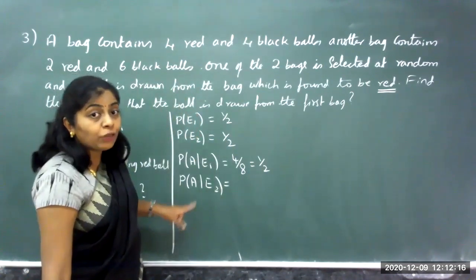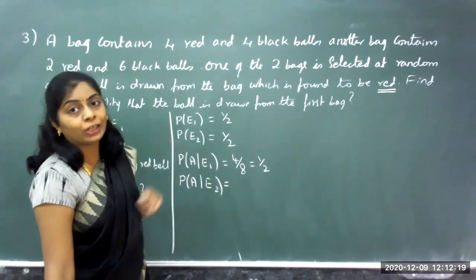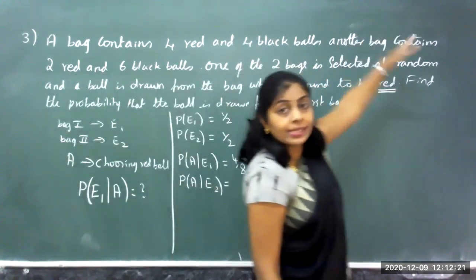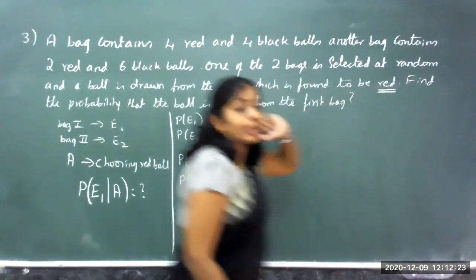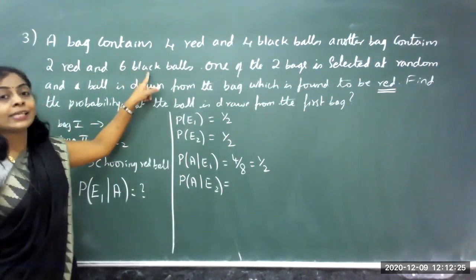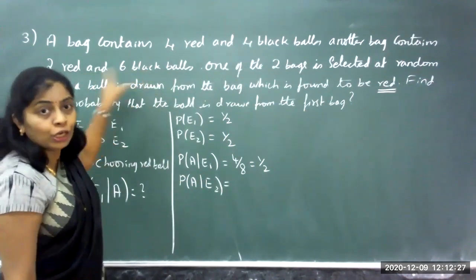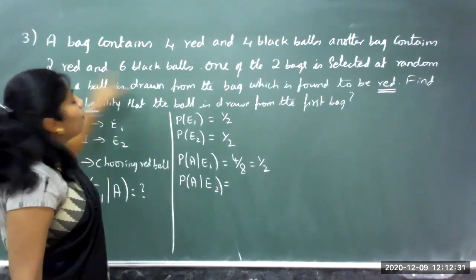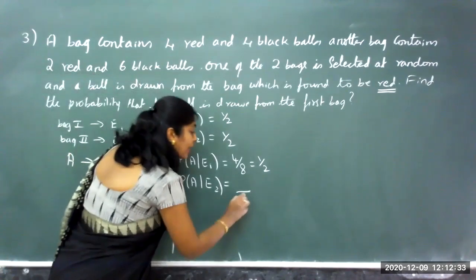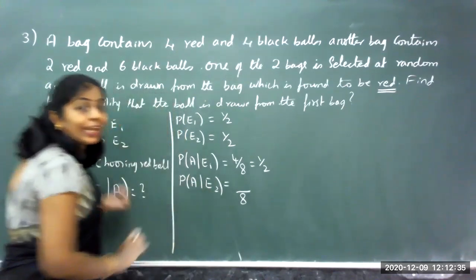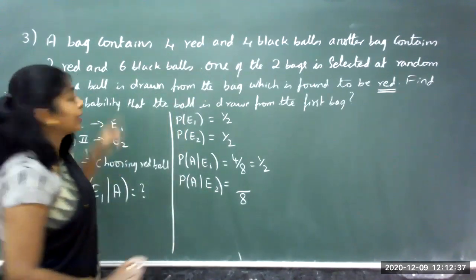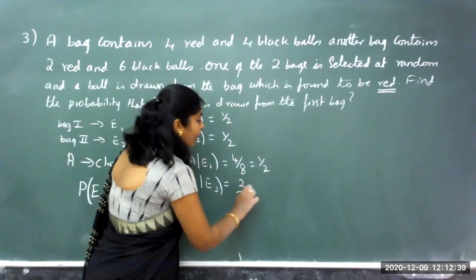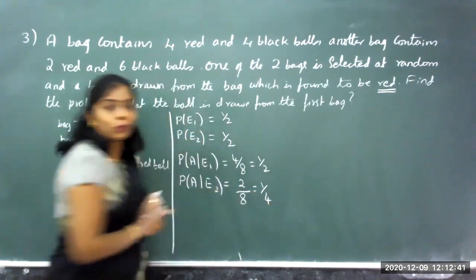Now, probability of choosing a red ball from bag two. The other bag is the second bag. Bag two contains 2 red and 6 black balls. So totally how many balls are there? 2 plus 6, 8 balls. The chance of choosing the red ball is only 2/8, that is 1/4.